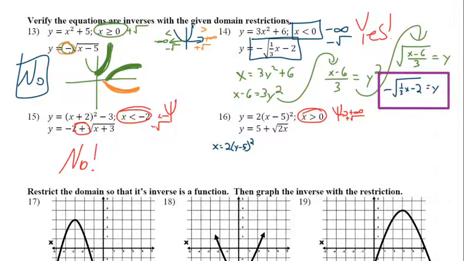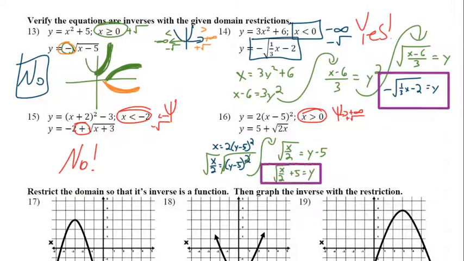So we'll divide by 2, so that's x over 2 equals (y minus 5) squared. Take the square root of both sides, because remember, to get rid of a square, you got to take a square root, and they wanted the positive side, so we're going to make it a positive root. So that is a positive square root of x over 2 equals y minus 5. And the last one, we'll add the 5. So that is square root of x over 2 plus 5 equals y. And that's your answer. Okay. So the answer for this one is no.